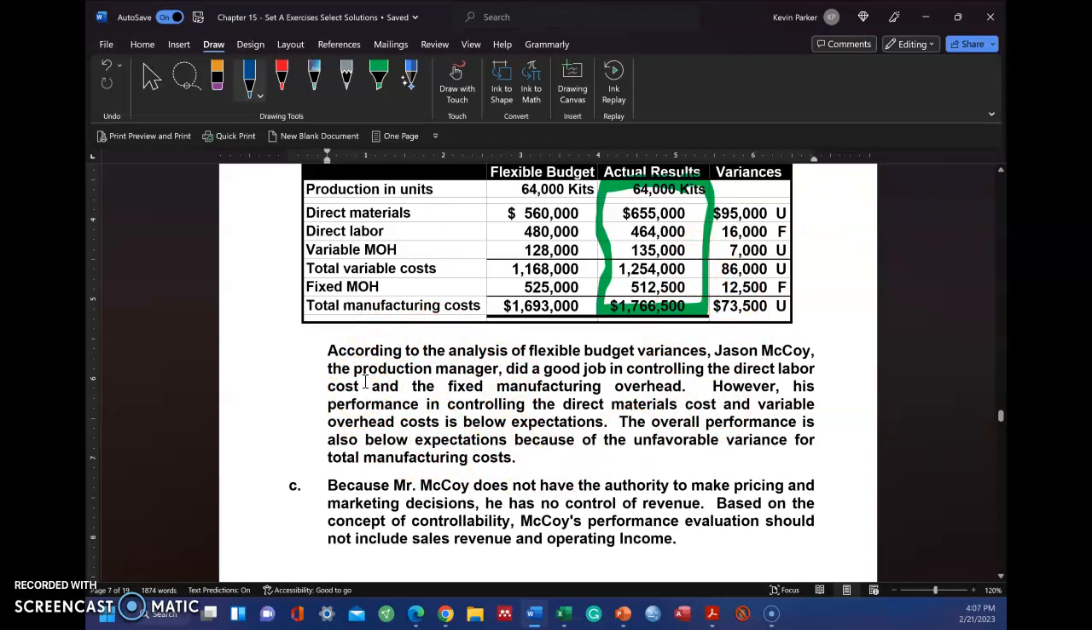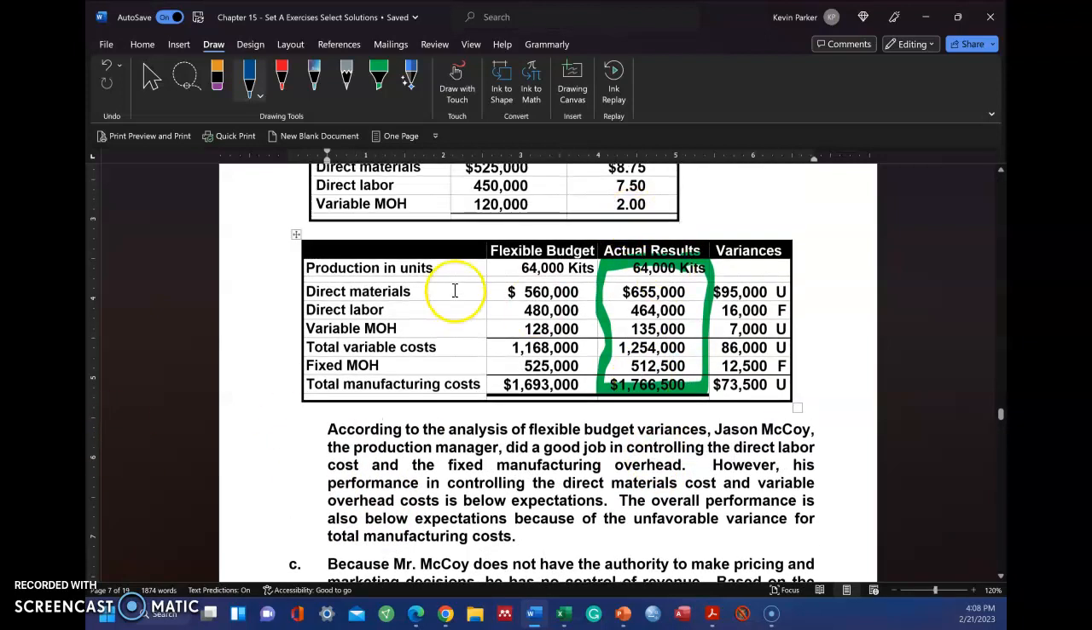C asked, why didn't we put sales revenue and why didn't we put operating income? Well, based on the way this operating center is run, this person, Mr. McCoy, is responsible for what's just listed here. To evaluate Mr. McCoy on anything else wouldn't be correct. So these are what he's responsible for, and that's just the way it is.